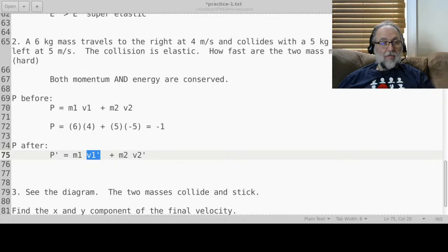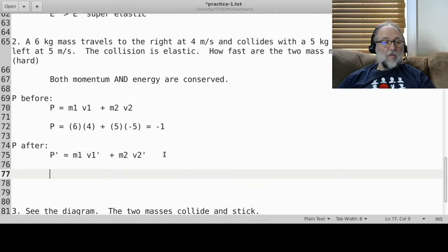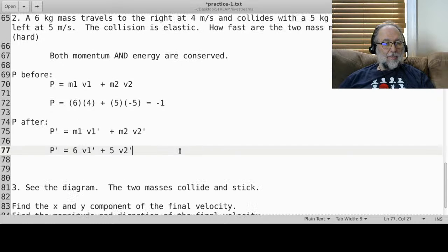So there it is. And V2 prime, same thing. Now, when we substitute in here, I know that M1 is 6, and I know that M2 is 5. And we sort of chose to name them that way. That's implicit right here. So M1 is 6 and M2 is 5. But we don't know V1 primed and we don't know V2 primed.